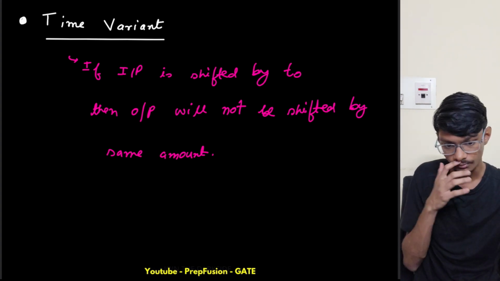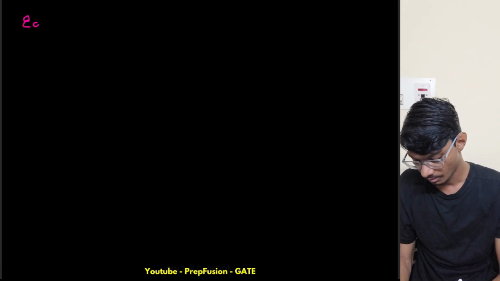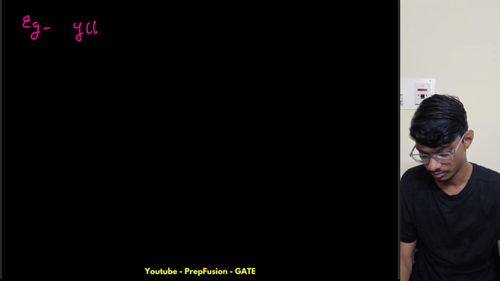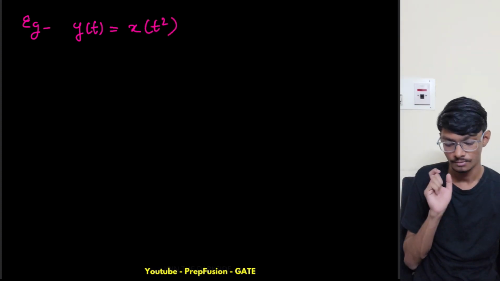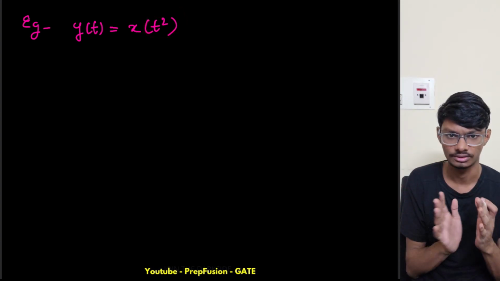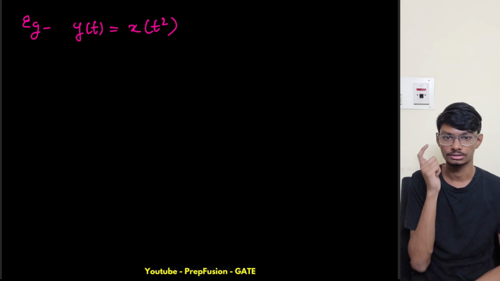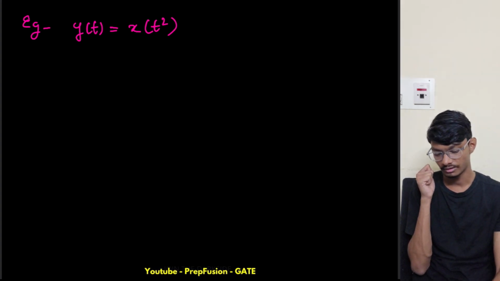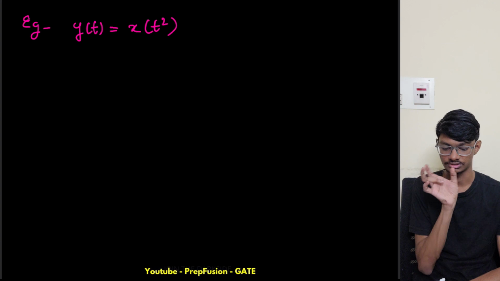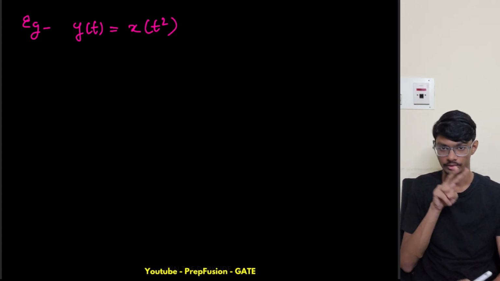Output will not be shifted by the same amount. Let me take an example. Let y of t equal x of t square this time. Whenever there is a function of time inside the bracket term, in most cases, it will be time variant if it is not linear. And if some function of time is multiplied with this x of t, then also it won't be linear. I'll do another example.